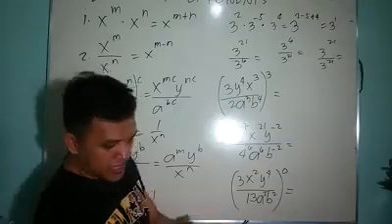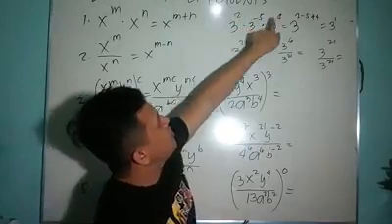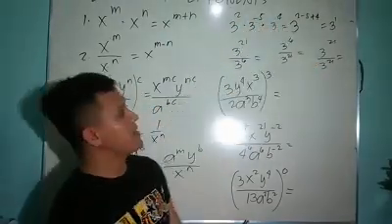Or you can just say first 3 raised to 2 plus 4 minus 5. 2 plus 4 is 6, minus 5 is 1. Okay, you can say that.